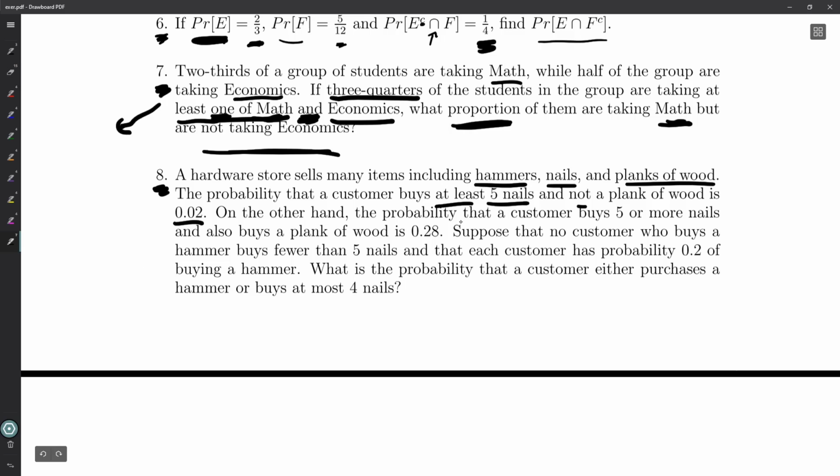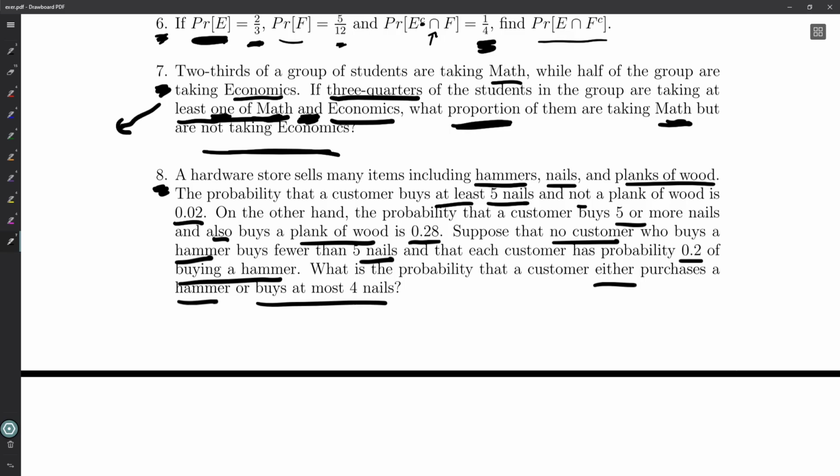On the other hand, the probability that a customer buys 5 or more nails and also buys a plank of wood is 0.28. Suppose that no customer who buys a hammer buys fewer than 5 nails, and that each customer has a probability of 0.2 of buying a hammer. What is the probability that a customer either purchases a hammer or buys at most 4 nails?